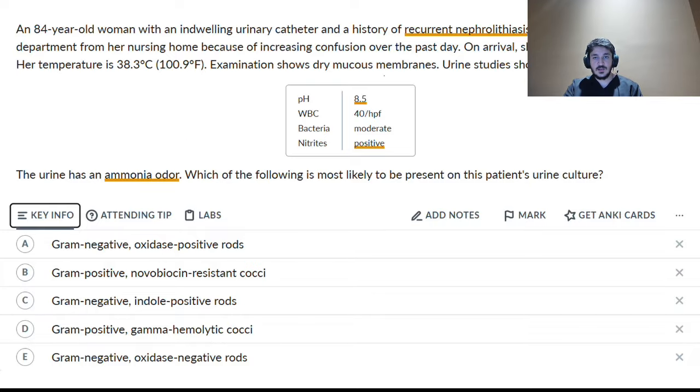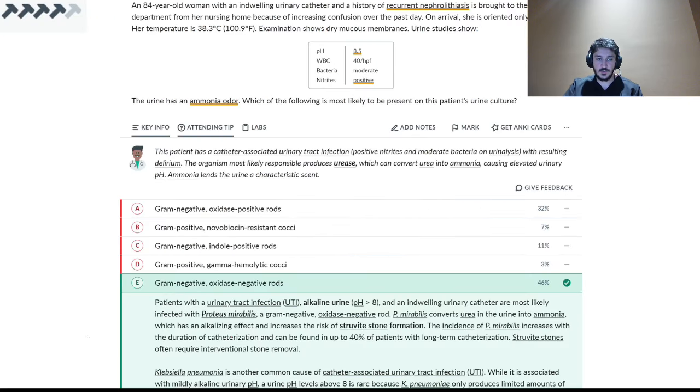In this case, we have recurrent nephrolithiasis. Okay, so recurrent stones, and we have ammonia odor. So what we're thinking, if we have recurrent stones, the most common cause would be Proteus mirabilis. It's better to know gram negative, oxidase negative, but usually they will just bring Proteus mirabilis, which is pretty easy to answer.